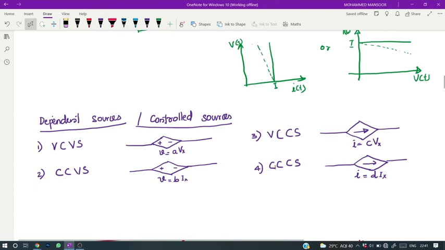Similarly, in the case of a current controlled current source, the value of this current source depends on the value of current flowing through the Xth element. So the value of this current source is I, which is equal to D times Ix, where D is a constant.